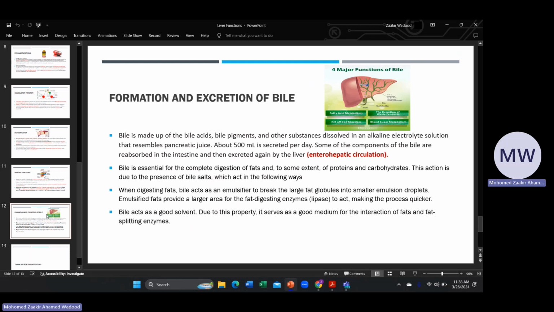Of course, as you all know, bile is important for the digestion and emulsification of fats, and even proteins and carbs to a certain degree. Bile is also quite a good solvent, meaning a good medium for the interaction of fats and fat-splitting enzymes, as you have, for example, pancreatic lipase.